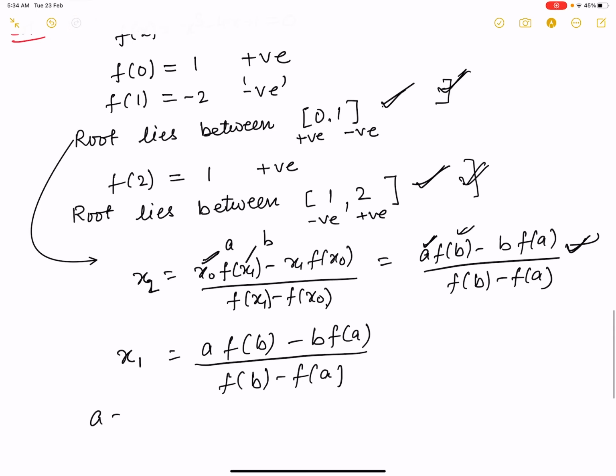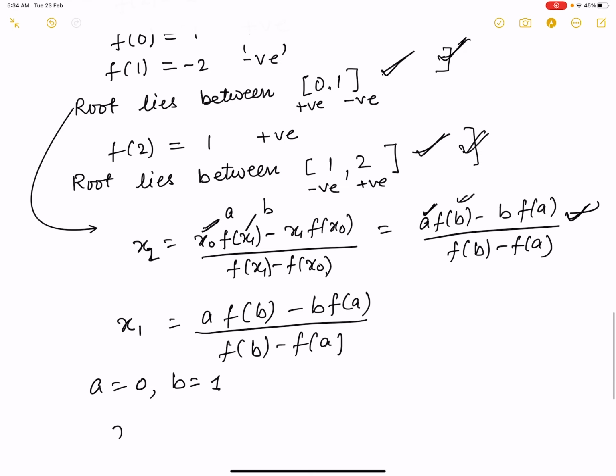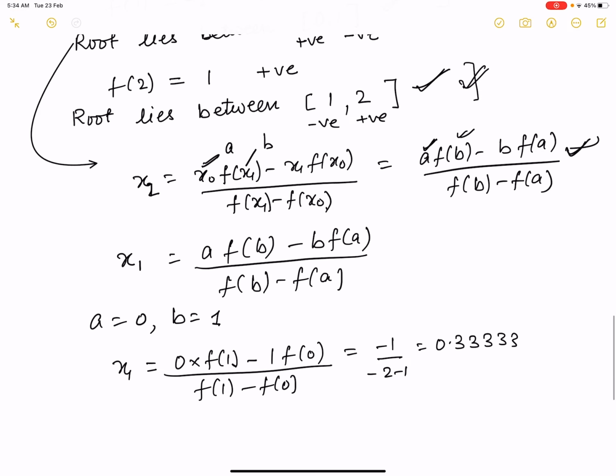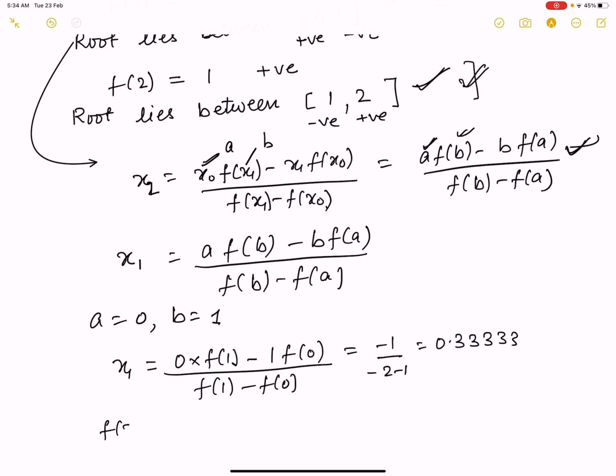So our A in this case is 0 and B in this case is 1. So we'll find x1 as 0 into f(1) minus 1 multiplied by f(0) divided by f(1) minus f(0). And this is coming out to be minus 1 upon minus 2 minus 1. When you calculate using the calculator, you will get the answer like this. So this is the very first iteration. We'll find the value of the function at x1, and it is coming out to be negative, that is minus 0.2963.